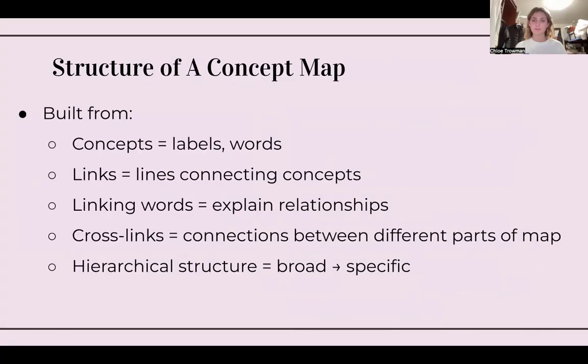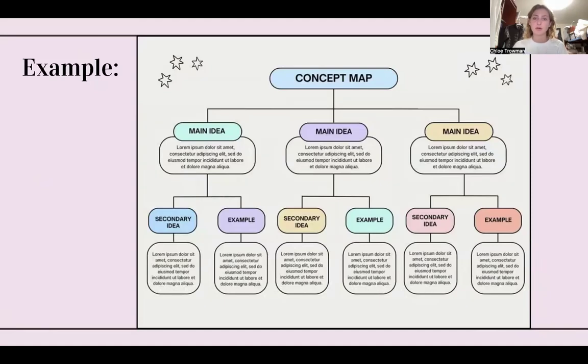The structure of a concept map includes concepts, which is just labels and words; links, which are the lines that are connecting the concepts to start beginning to create connections; linking words, which are the words that are on these links explaining the relationships between different concepts; and then cross links, which are connections between different parts of the map that you wouldn't previously have thought about. Also, concept maps traditionally have a hierarchical structure, starting with one key concept, subtopics, and then examples or other more specific information at the bottom. So here's an example of a hierarchical structure of a concept map with one central idea, three main ideas, and then secondary ideas and examples.